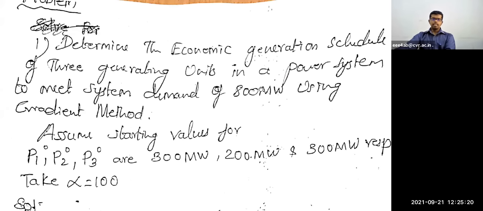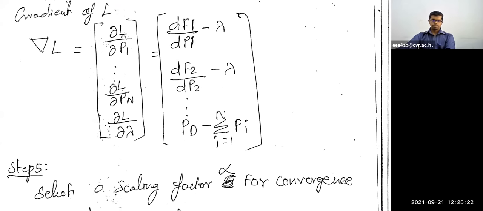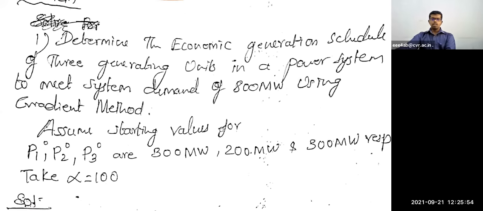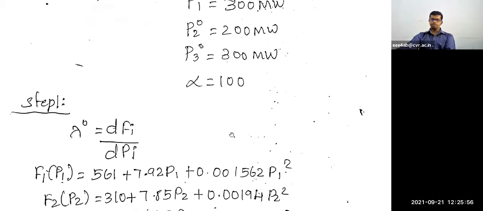So del L is nothing but dou L divided by dou P1, up to dou L divided by dou Pn. And also we are taking dou L divided by dou lambda. So that value also we are taking, which is nothing but PD minus PA. Whatever the values, we are also finding out the initial values for the new values of the power generation. So the new values of the power generation we are getting as x dash equal to x naught minus del L into alpha. So the same value we are getting over here.